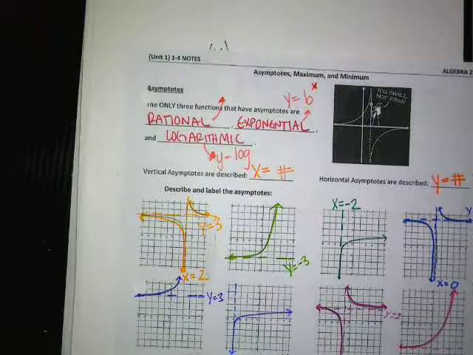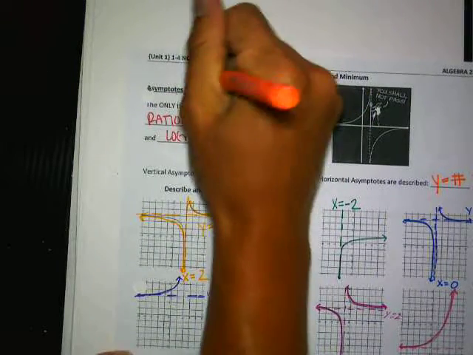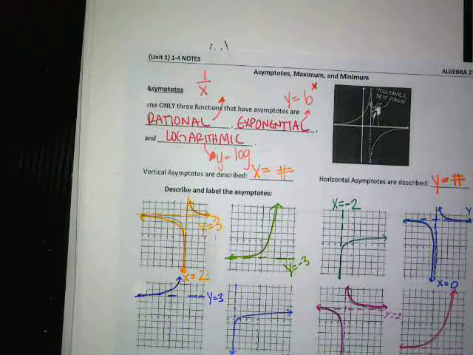And the last one, rational, what makes that special? 1 over X. Very good. So X has to be in the bottom of the fraction. Not the top, not the side, the bottom. If X is in the bottom of the fraction, you have an asymptote.